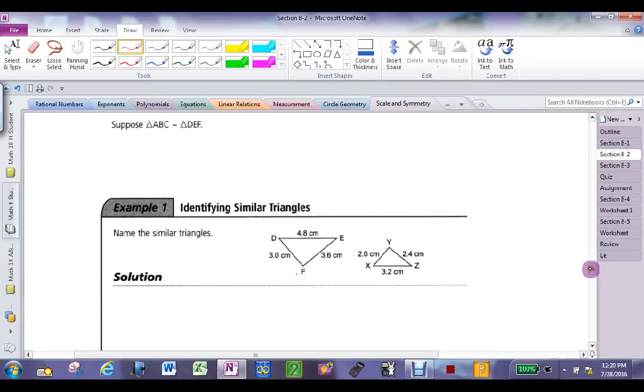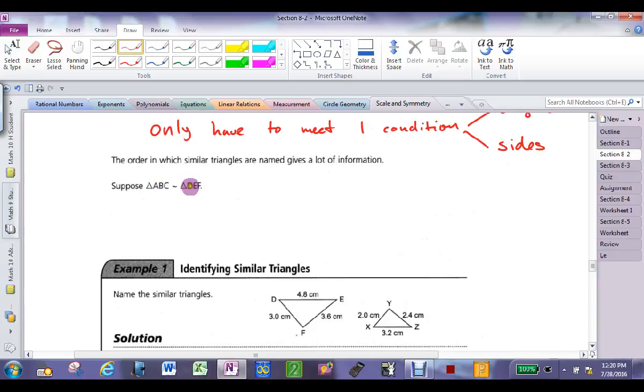Okay? Everybody cool? So, if triangle ABC, this sign means similar. It's a squiggly equal sign. If ABC is similar to DEF, this is what that means. ABC. So I started with A in the bottom corner and I went clockwise. Agreed? So what must be this angle?